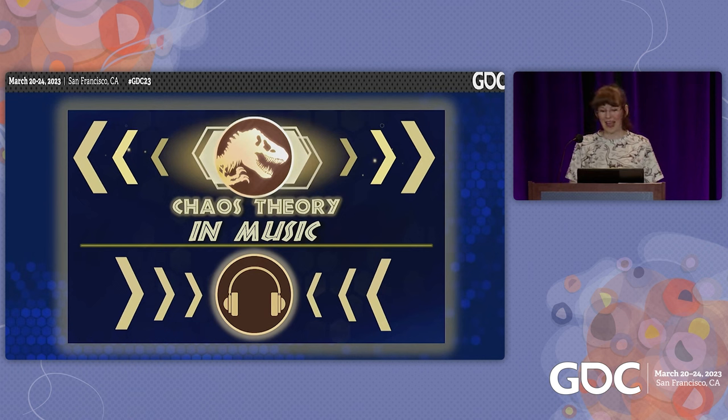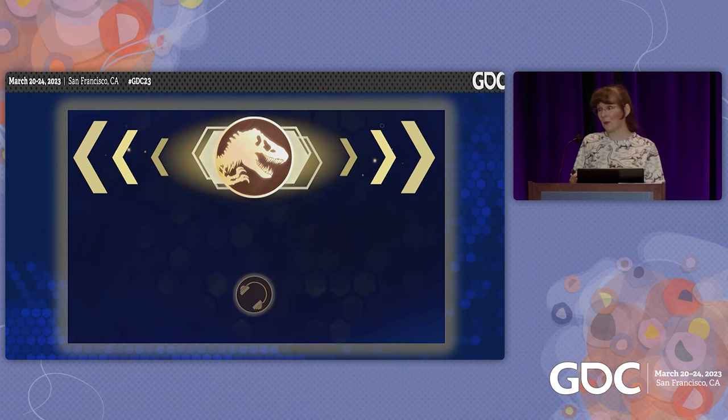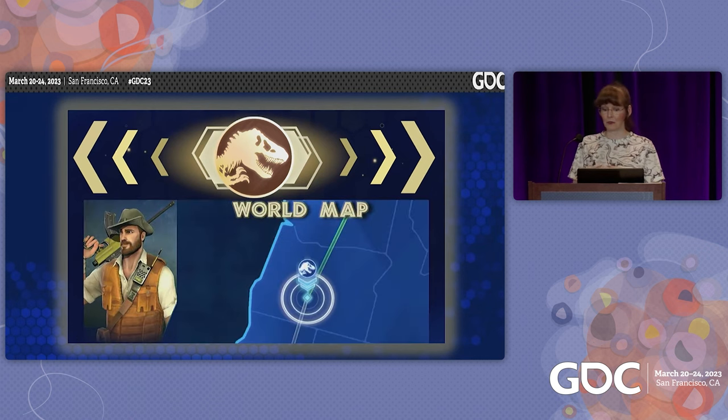For that, let's check out the game's user interface, including several menus that allow players to prepare for their missions and the game's world map. This is one of the few instances of classically traditional harmonically diatonic music that I composed for Jurassic World Primal Ops.